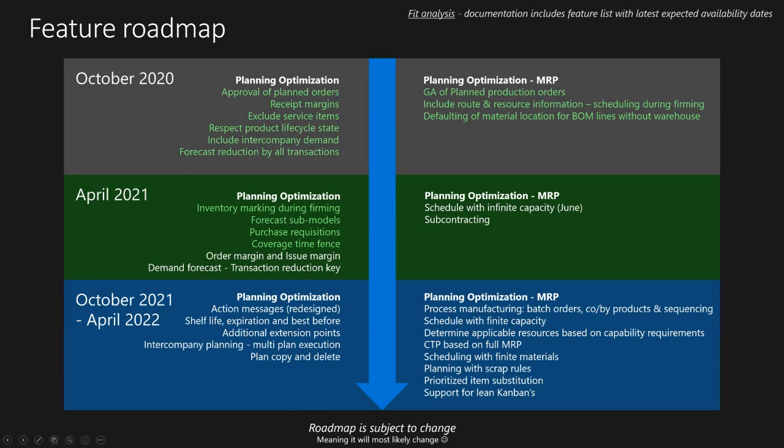And one thing I want to note is that on the documentation page for fit analysis, you will also find all the details for planning optimization with the dates on it in a table there, and we're trying to keep that up to date. So that's where you will find the latest expected availability dates for the individual features that you might be depending on.